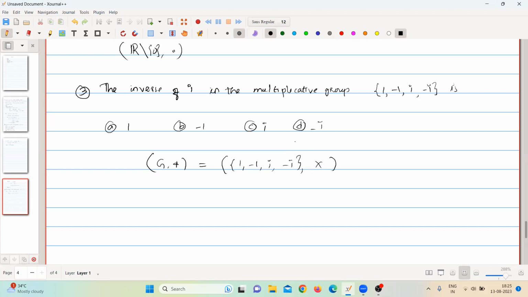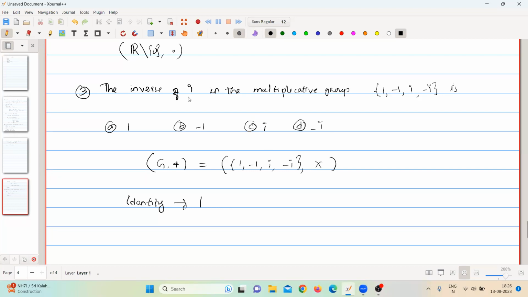First of all, before going to the inverse, what is the identity here? One is the identity element, ma'am. Yeah, one is the identity. If you want, you can check whether it is a group or not. First of all, you need to check the associativity, the closure property, the identity and the inverse. So you can do all the operations here and verify whether it is a group or not. First of all, here we are getting 1 as the identity. Now the question is to find the inverse of i in this group.